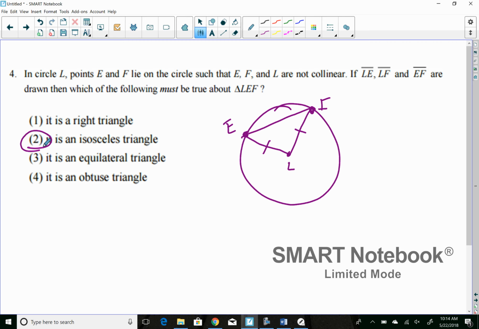I could redraw this so that E and F were closer together or further apart. So if I made E and F here and made L over here, this would be an acute triangle, where if I made them far apart, I can make it so that it's an obtuse triangle. I can make it any of those things, but every one of these triangles is going to be isosceles.